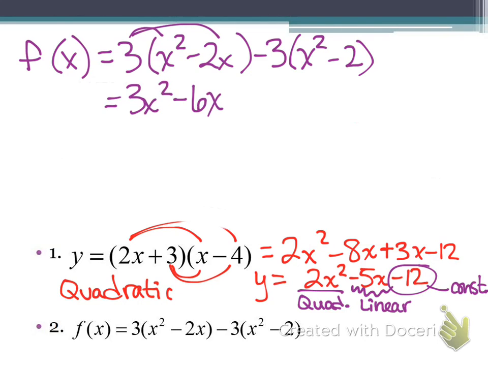And then we distribute a negative 3 to the second set of parentheses. Negative 3x squared plus 6. Beautiful. Questions on how we got that far? All right. Then what can we do?